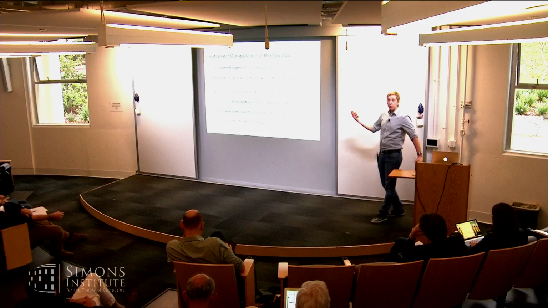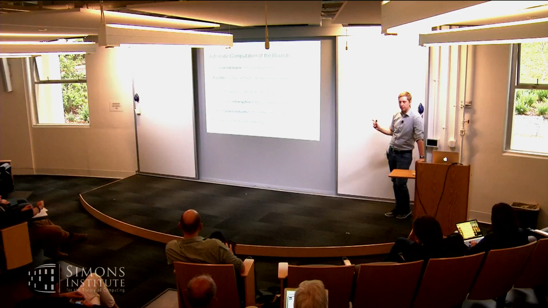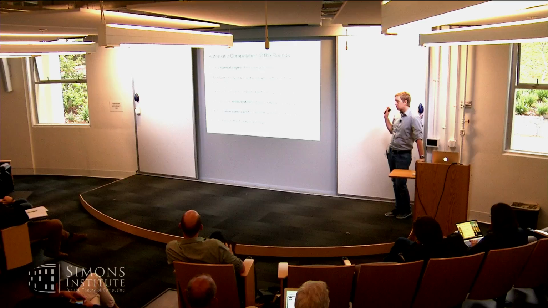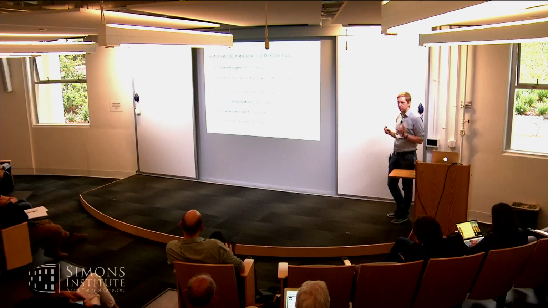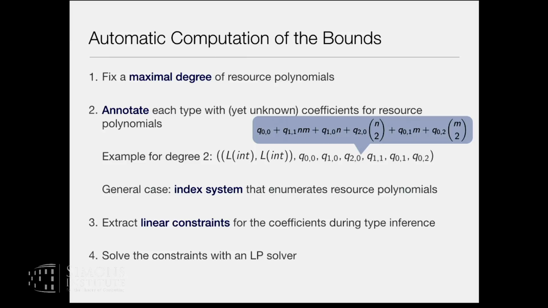Yeah, so now to automate the analysis, what you have to do is fix a maximal degree of your bounds so that you get a finite basis for every type, and then attach unknown coefficients to all your types in your type derivation, and then you have type rules. So here, for instance, I did that. We have this pair of lists and some coefficients, and you get these linear constraints depending on what you do with your data.